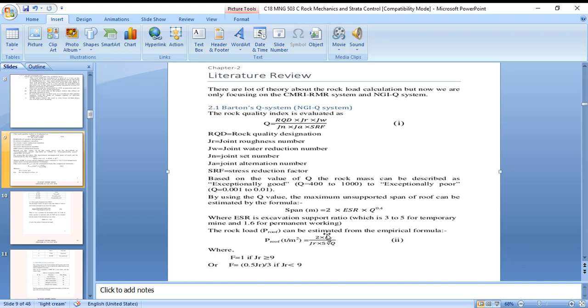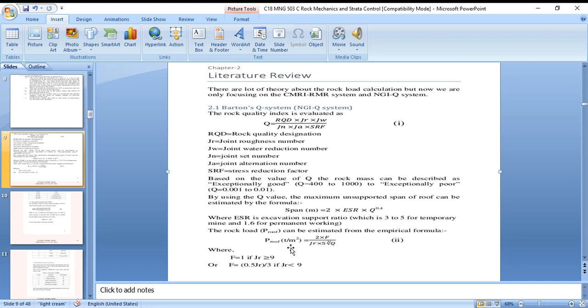The ESR, excavation support ratio, is 3 to 5 for temporary mine workings and 1.6 for permanent workings. So whenever you require an excavation, you should maintain 3 to 5. Otherwise, it should be maintained at an ESR value of 1.6.